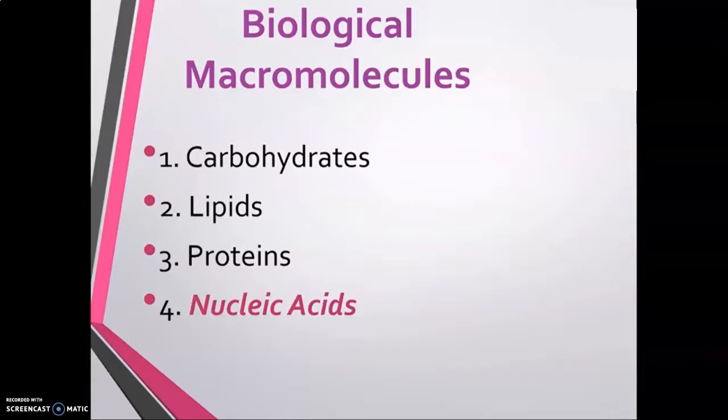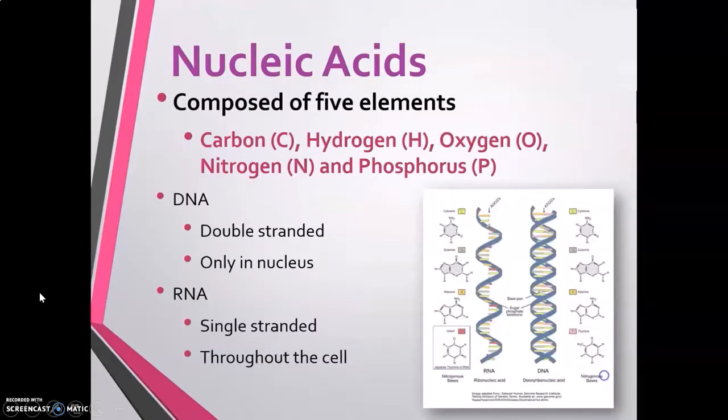Our final category of biological macromolecule that we're going to discuss is the nucleic acids. Nucleic acids have 5 common elements. We still have the same carbon, hydrogen, and oxygen that we've seen in every other type of macromolecule so far. We have nitrogen, just like there was nitrogen in proteins. And now we also have a 5th element, which is phosphorus.